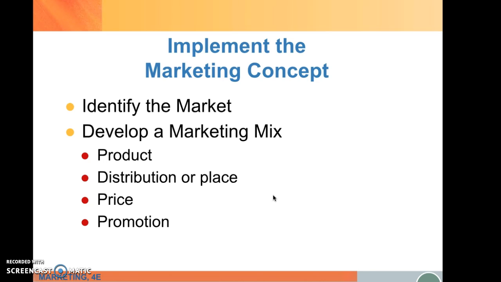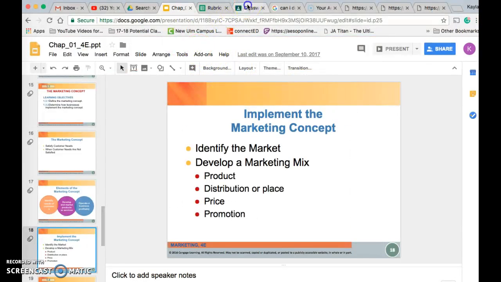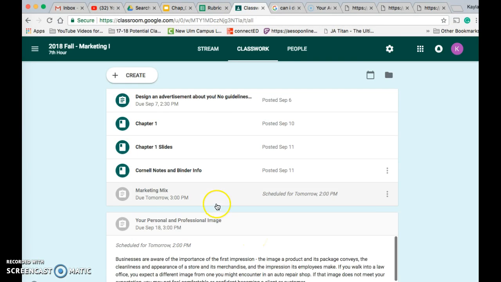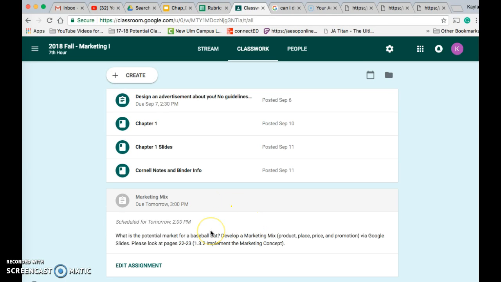You guys are actually going to go to your classwork now and actually go under marketing mix. And it's going to say, what is the potential market for a baseball bat? So develop a marketing mix, the product, the place, the price, and promotion via Google Slides. So it should at least have 4 slides. If you want to look at pages 22 and 23 in your book, it's 1.3.2, Implementing the Marketing Concept. It'll walk you through what the types of things you're going to need.